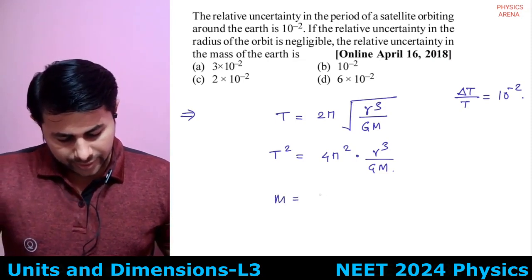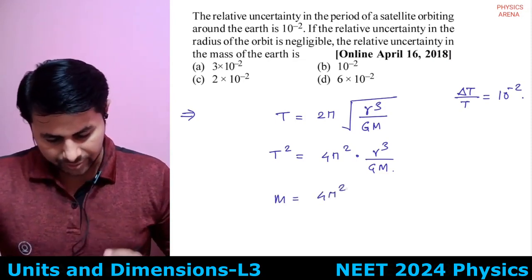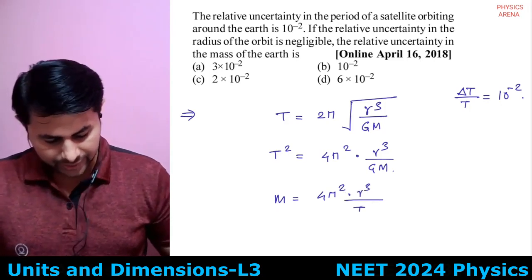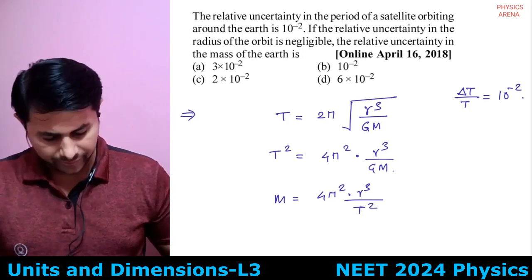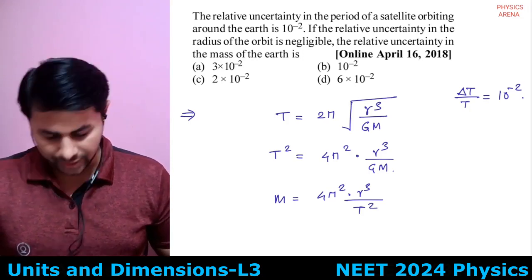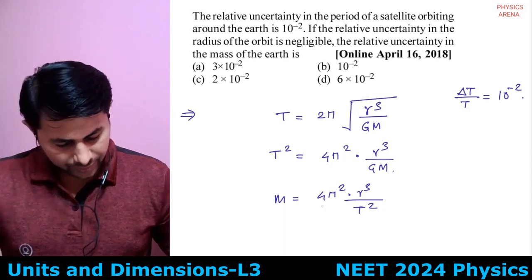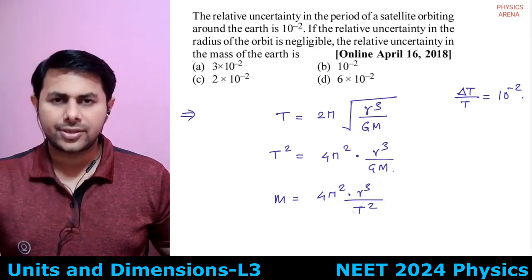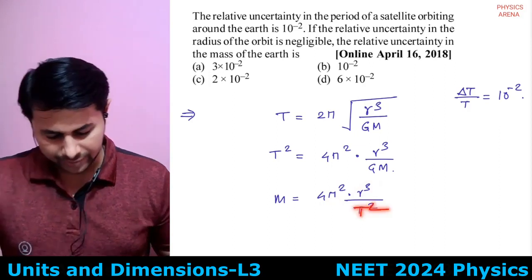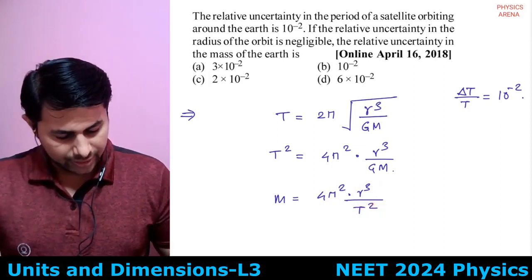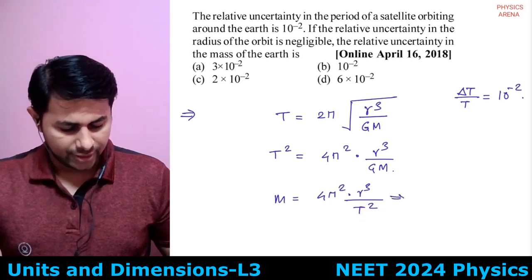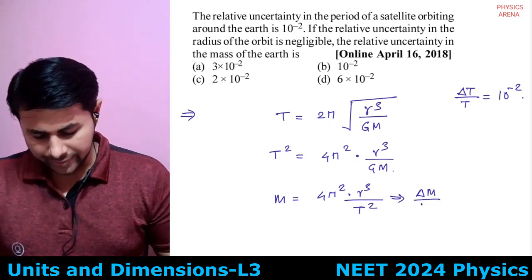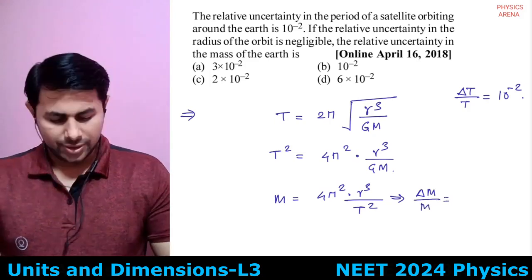So then what do I get? Since there is no uncertainty in R, there is only uncertainty in T. So I can say that delta M divided by M is equal to 2 times delta T divided by T. So it is 2 multiplied by 10 raised to minus 2. Right? So yes, simple.